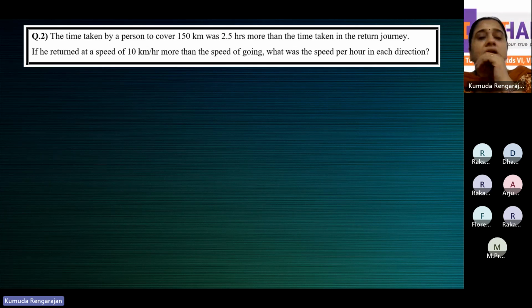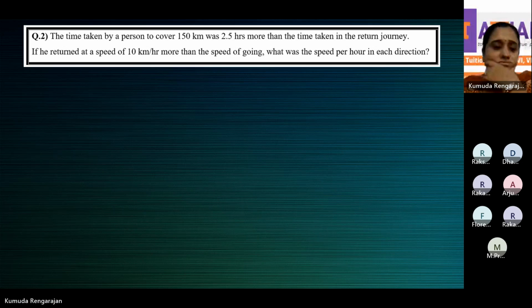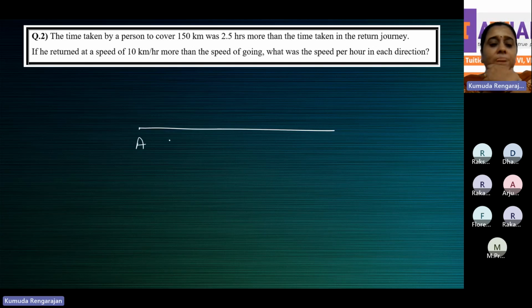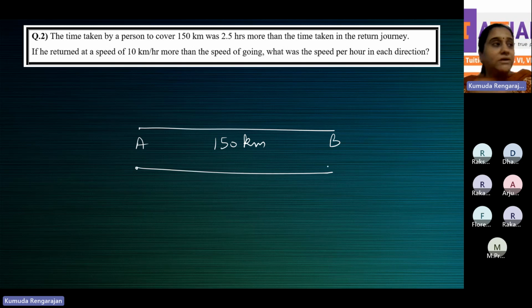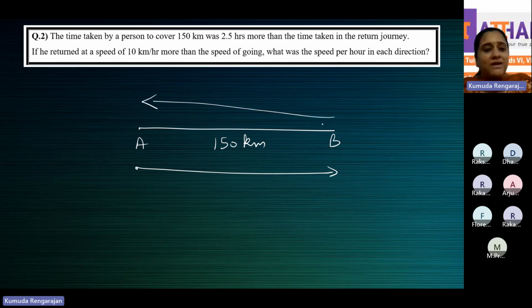So imagine two places A and B. Distance is 150 kilometers. So the person starts from here and he reaches B. This is the speed of going, and this is the speed of returning. He comes back to A.